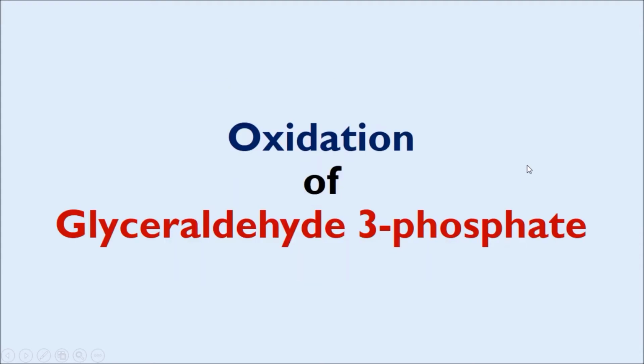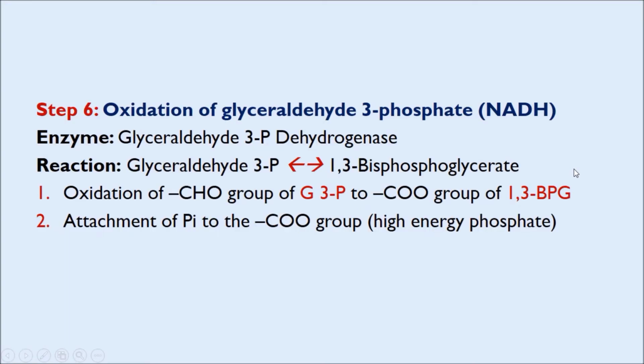Next step is oxidation of glyceraldehyde 3-phosphate. Oxidation of glyceraldehyde 3-phosphate is catalyzed by the enzyme glyceraldehyde 3-phosphate dehydrogenase. There is production of 1 molecule of NADH as well. The reaction is conversion of glyceraldehyde 3-phosphate, or oxidation of glyceraldehyde 3-phosphate, to 1,3-bisphosphoglycerate.